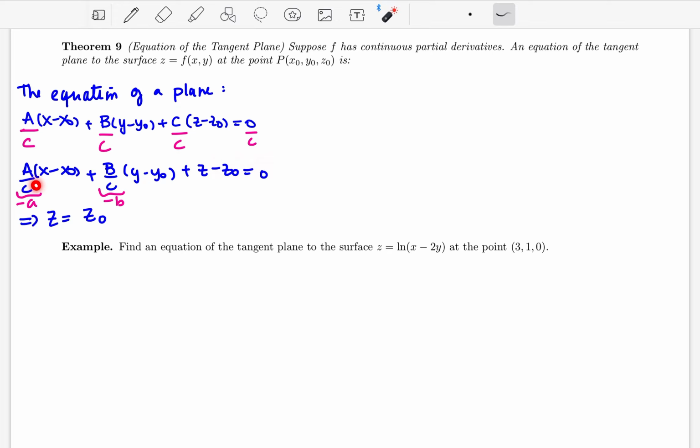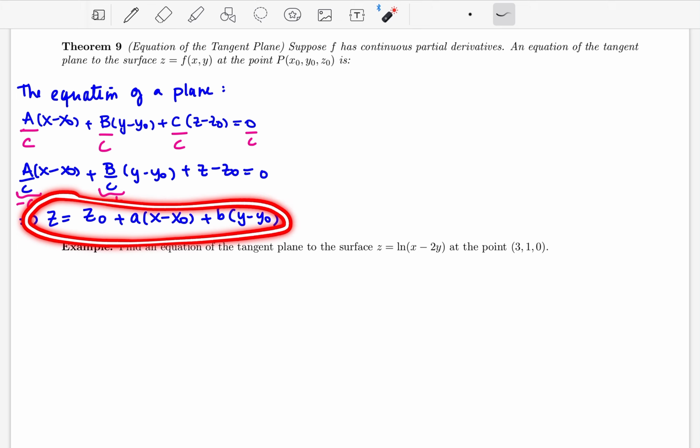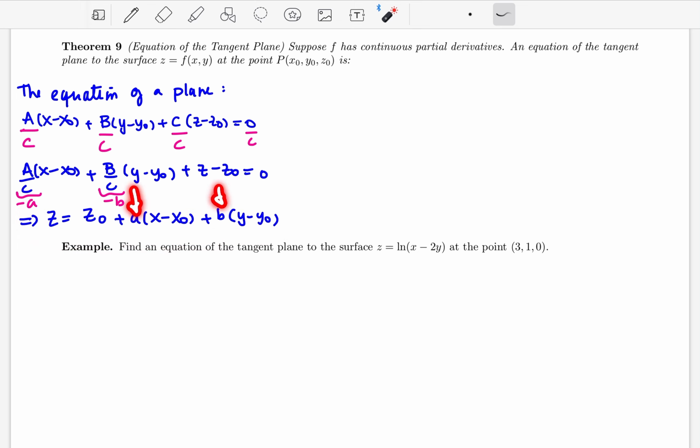I'm about to move a times (x minus x naught) to the other side. So I get that this is plus a times (x minus x naught) plus b times (y minus y naught). And we need to find a and b. So this will be the equation of my tangent plane once I find the values of a and b. So let's see what they are. Let's say here we need a and b.